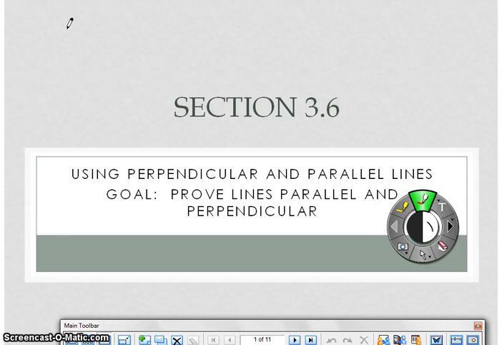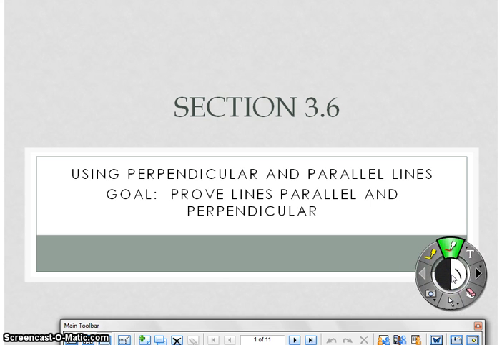Hello everyone. Today we are going to look at section 3.6, using perpendicular and parallel lines. Our goal is to prove lines are parallel and perpendicular. So we're actually going to use a lot of the things that we've already learned in chapter 3 and add just a few new things on.